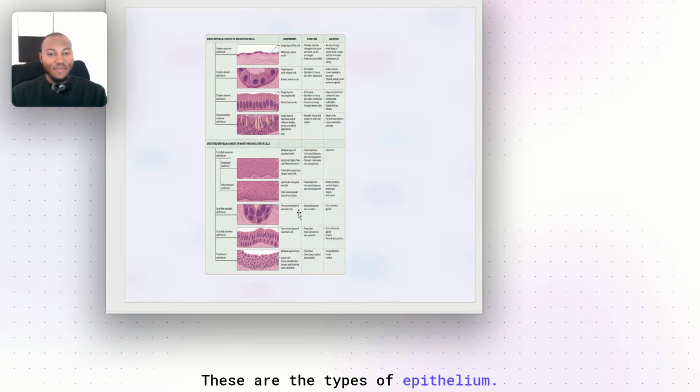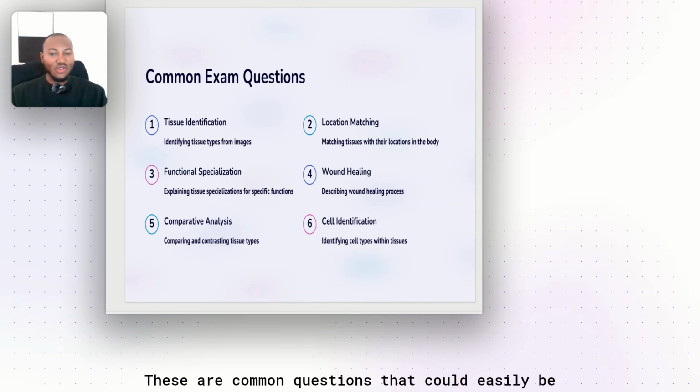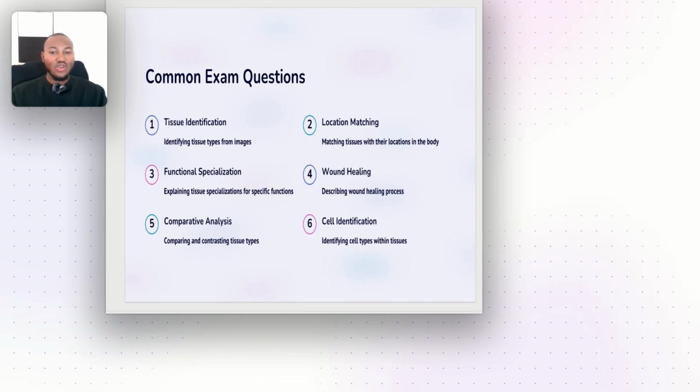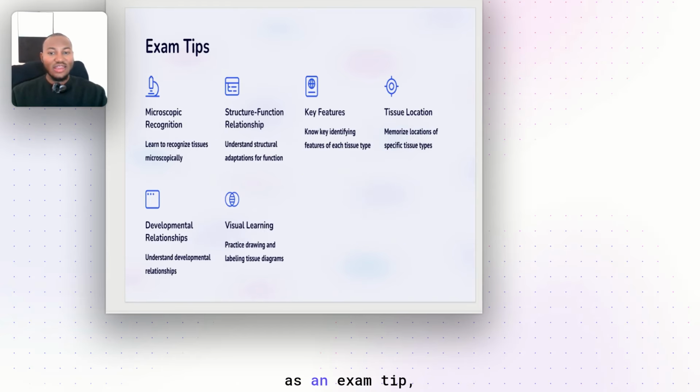All right? These are the types of epithelium, the places they are found, the components, the applications, the locations, function. So the anatomy and the physiology of epithelium, everything is found here. You can also look at it later or just Google it. These are common questions that could easily be asked. You comparing tissues, you especially explaining functionalities, you identifying tissues, telling us where they are found, wound healing, and cell identification. Now, as an exam tip, always recognize these things by using your microscope. Very, very important for you to know. Recognize those microscopic anatomy.